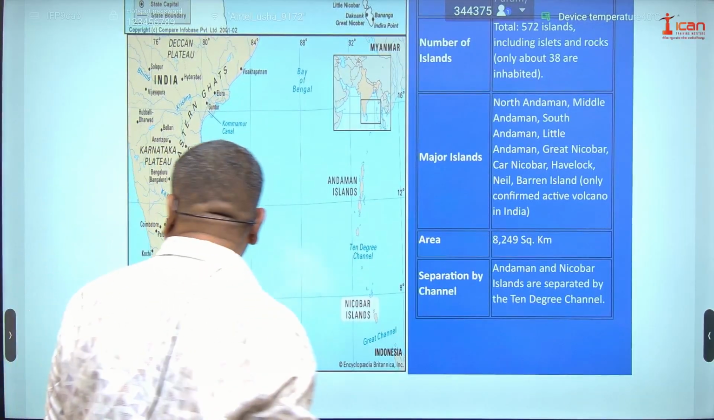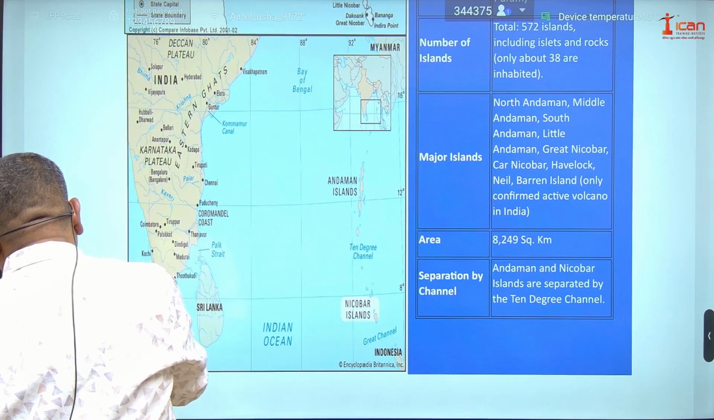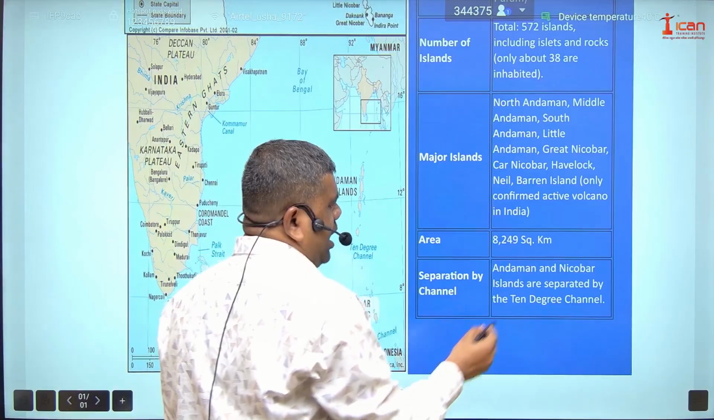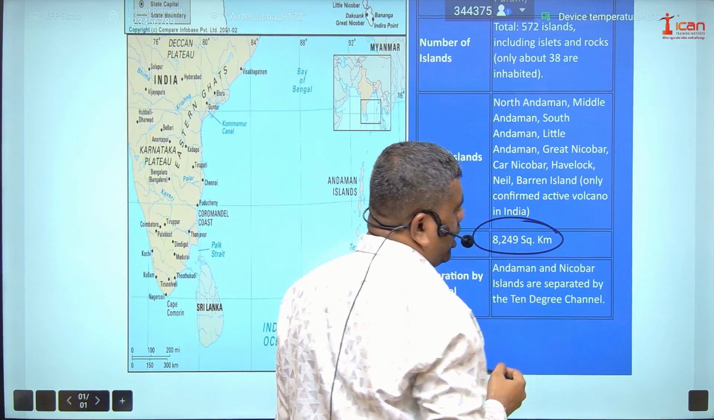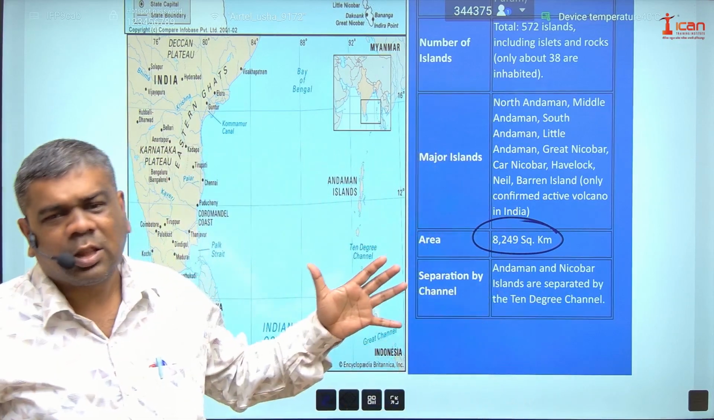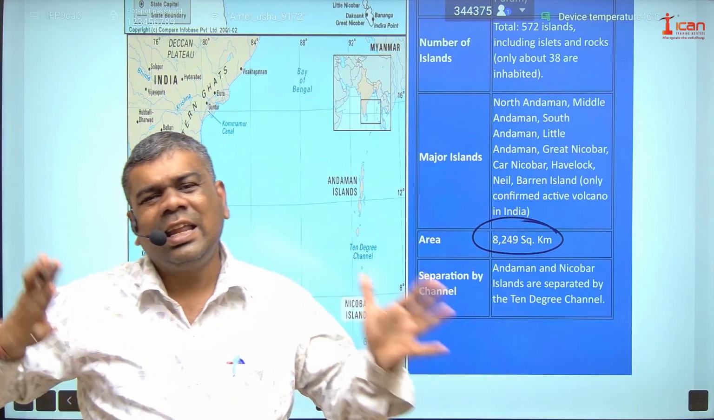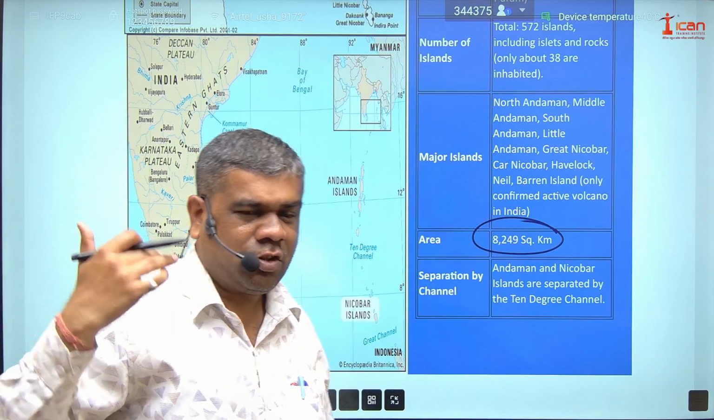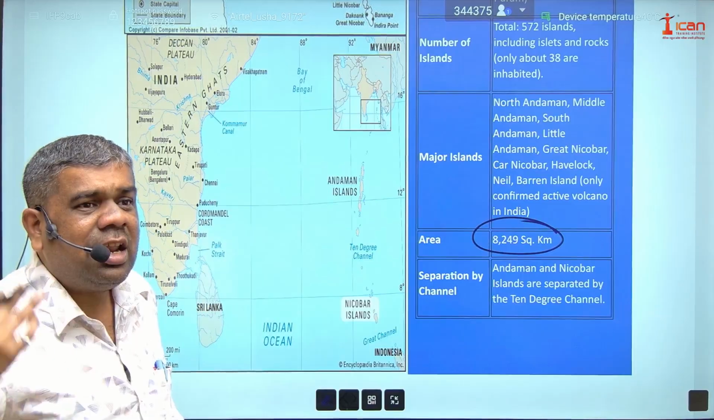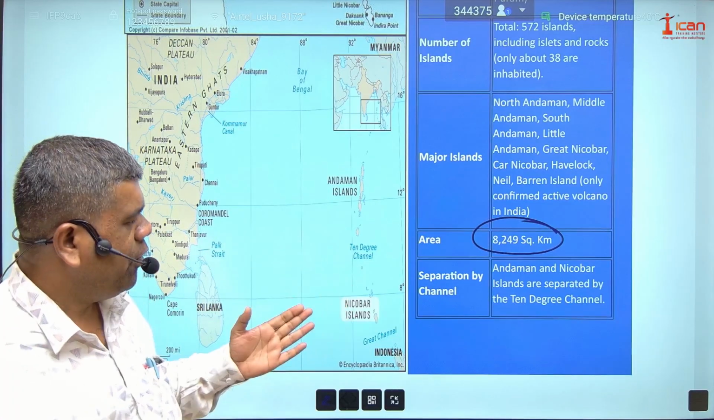Now let us look at the area. It's huge. If you look at it, it's 8,249 square kilometers. That's the extent of the Andaman Islands. And what a lucky thing for us, because it is there in the Bay of Bengal, closer to the Straits of Malacca. It gives us the legitimacy, the right over the entire Bay of Bengal.